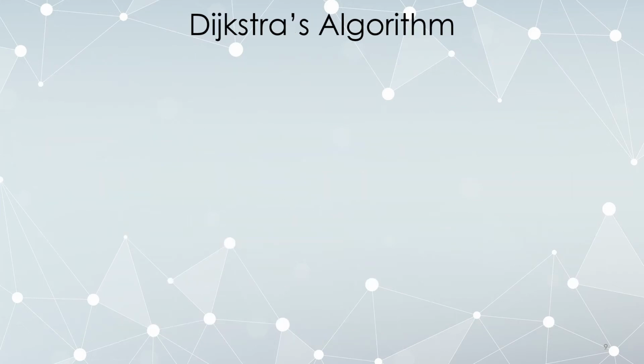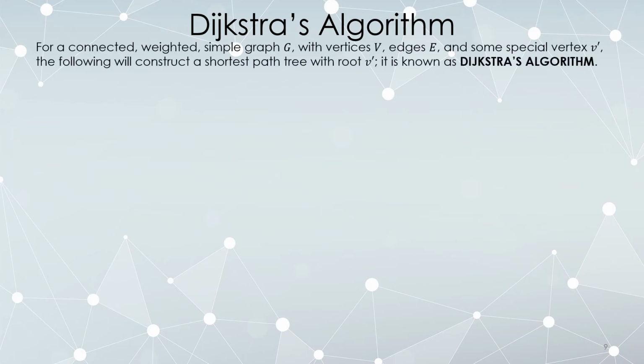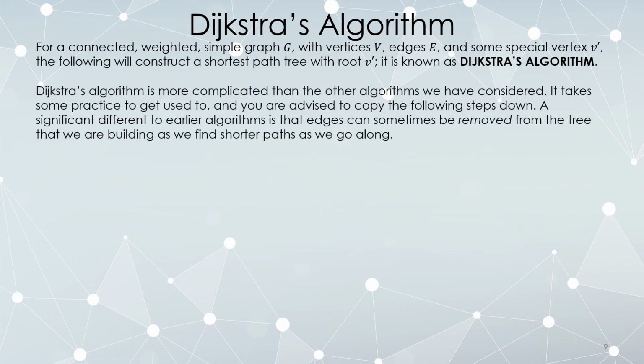Now, to find the shortest path tree, we're going to use something called Dijkstra's algorithm. So for a connected weighted simple graph G, as soon as we designate home base or a special vertex V prime, the shortest path tree can be constructed with Dijkstra's algorithm. It's a bit more complicated than the other ones. Fleury's algorithm, very straightforward. Don't burn bridges unless you have to. Prim's algorithm is a greedy algorithm, so it's pretty easy to execute. Dijkstra's algorithm takes a bit more getting used to. So the step length is long enough that it's not practical for us to copy it every time we run the algorithm. So I do advise you to copy this down.